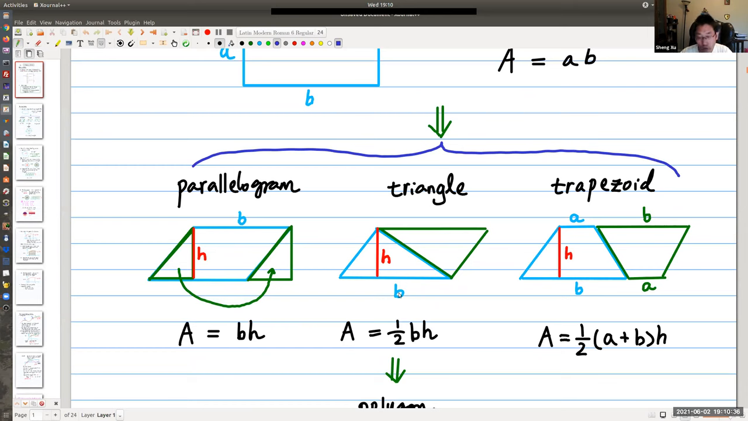And how about a triangle? You can make a copy of this triangle and put them together to form a parallelogram. Then we can find the formula for the area of a triangle, right? Similarly, we can find the area of a trapezoid by making another copy of that same trapezoid and putting them together to form a parallelogram, right? So those are the formulas.